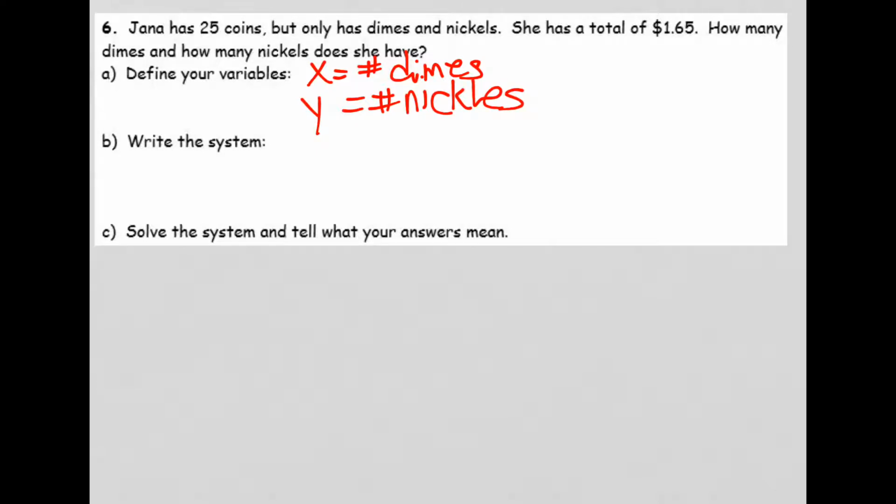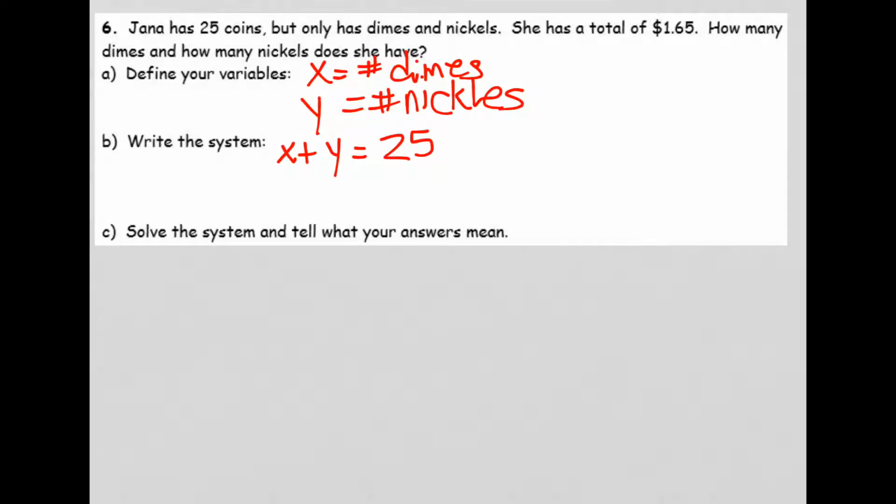Okay, she has 25 coins. How many of those are dimes? I don't know. How many of them are nickels? I don't know. But if I add them together, I'll get 25. So one of my equations is going to look like x plus y equals 25. Does that make sense? Because the number of dimes plus the number of nickels is going to equal 25.